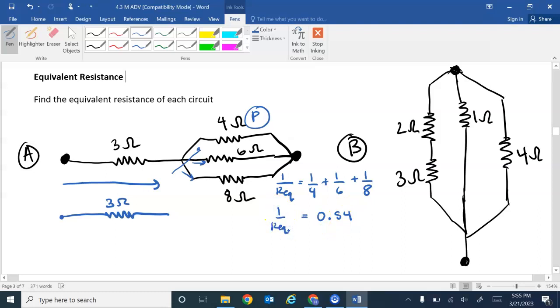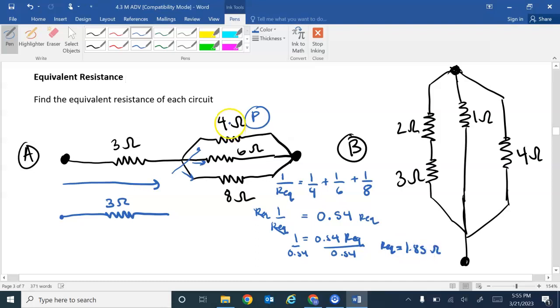So now I need to solve for R equivalent. To solve for it, it needs to be up top. So I multiply both sides by R equivalent, and then it cancels on the left. So we get 1 equals 0.54 R equivalent. Our last little step, we divide by 0.54 to get R equivalent. So then I got R equivalent to be 1.85 ohms.